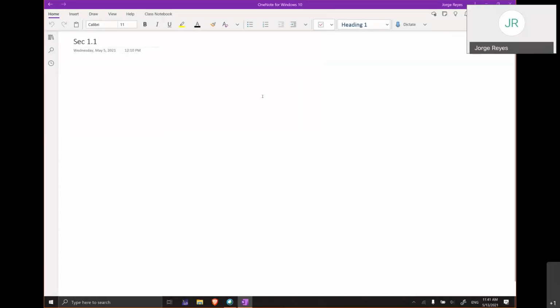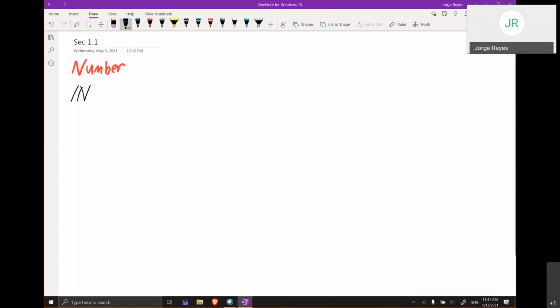Hello, class. So we're starting with section 1.1 in your textbook. Section 1.1 is about numbers, specifically about the set of numbers. We're going to introduce these fancy letters. So here's an N, and this symbol stands for the natural numbers.